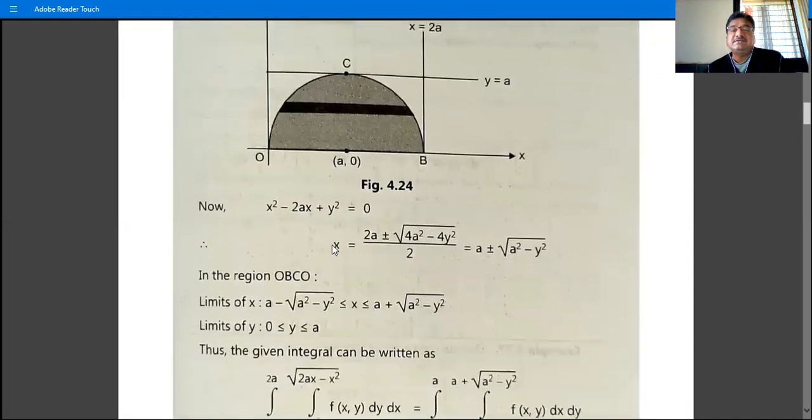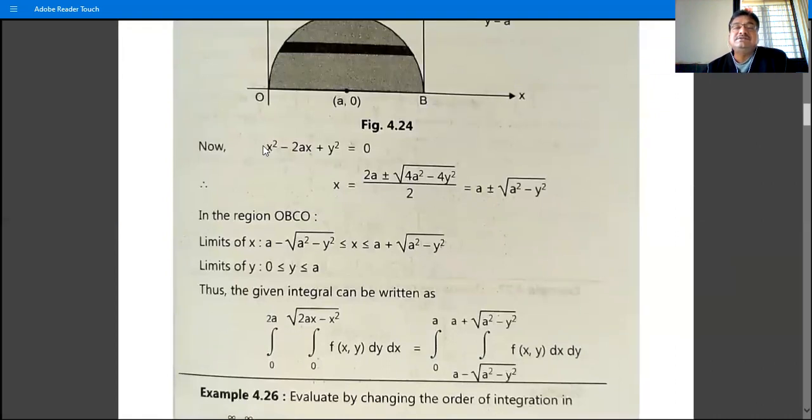And so from this we have x is equal to, by using the rule, minus b plus minus root b square minus 4ac divided by 2a, where a is 1, c is y square. So we have this answer. So this is the quadratic equation in x. This is x square, means ax square plus bx plus c, where b is minus 2a and c is y square. So minus b plus minus root b square minus 4ac, where a is 1, and c is y square.